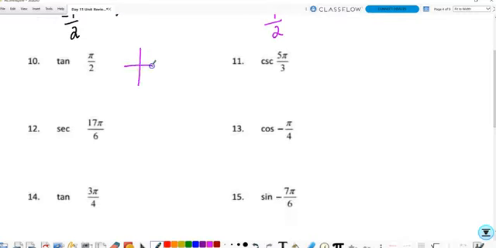Tangent, pi over 2 is quadrantal. I'm going to pick a radius of 1. So this point is over 0, up 1. Tangent is y over x. That's undefined.